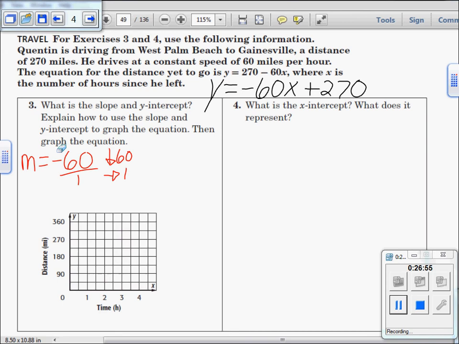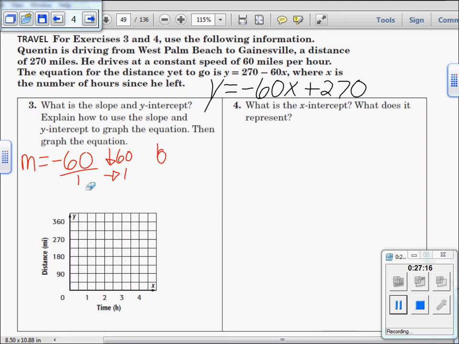That's what it's going to look like. Now putting that into words, that means it goes down 60 miles every time the hours go up by 1. So using words, we would say the distance remaining goes down 60 miles per hour, or down 60 miles for every hour. That's the distance remaining. Okay, so that's our slope, and we've also kind of talked about what it is in words.